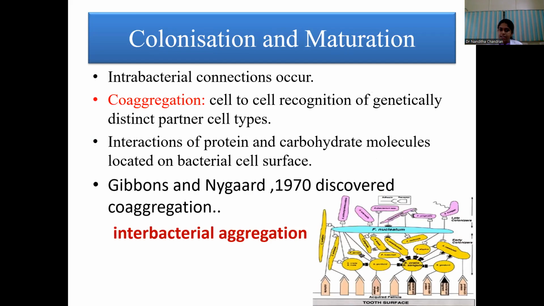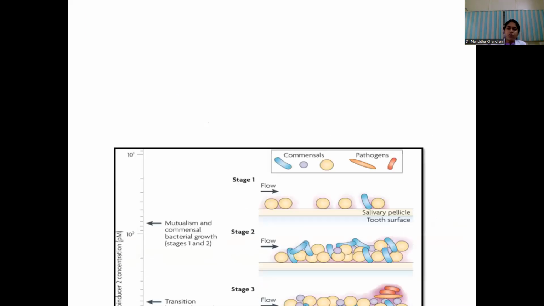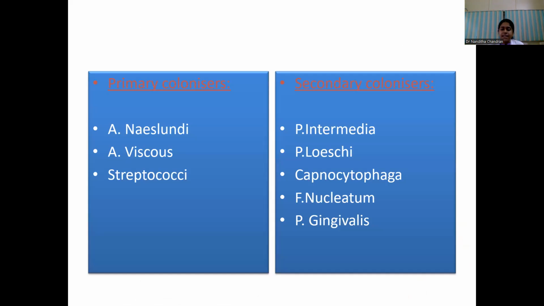Finally, we have something called colonization and maturation. This is by means of a phenomenon called co-aggregation. What is co-aggregation? It is interbacterial connection, or a cell-to-cell recognition of genetically distinct partner cell types. It was introduced by Gibbons and Nygaard in 1970. So, I'll give you examples for primary and secondary colonizers, which have this co-aggregation.